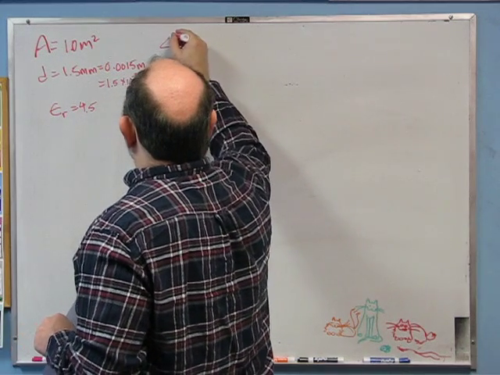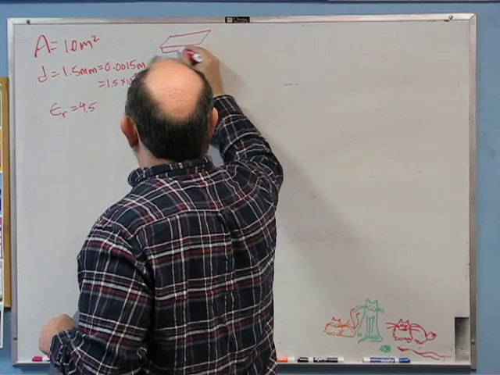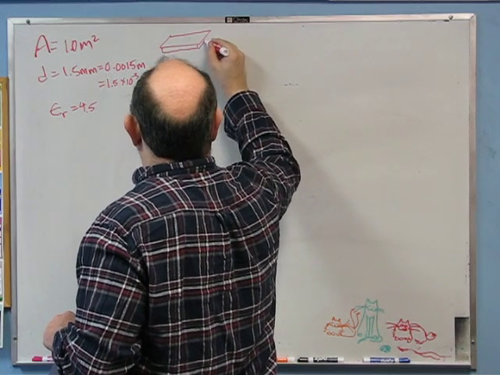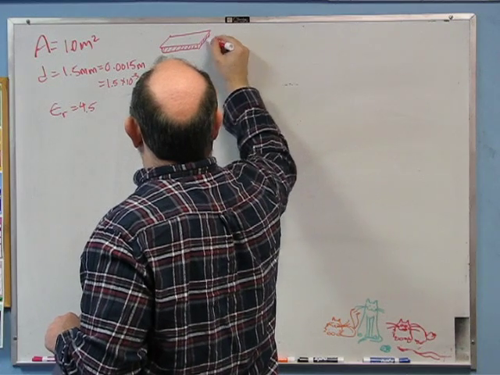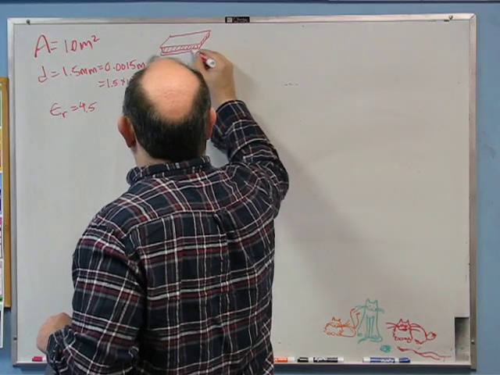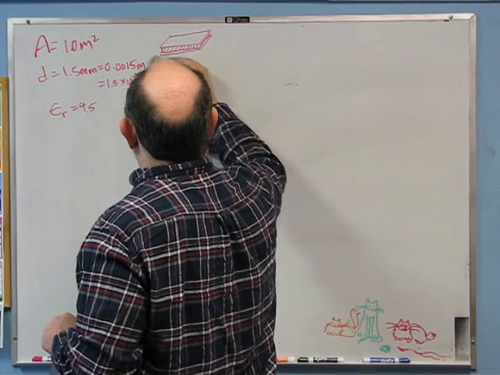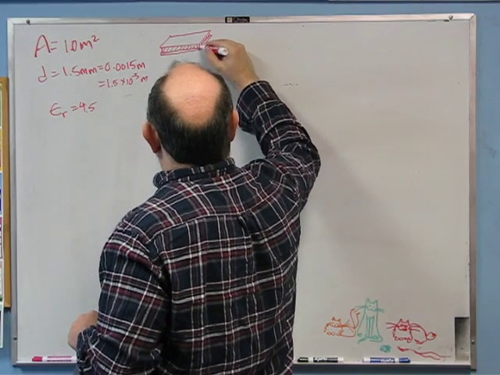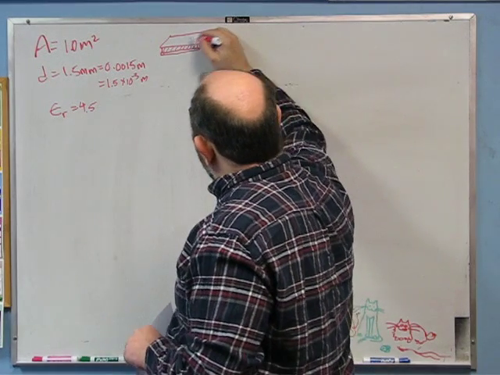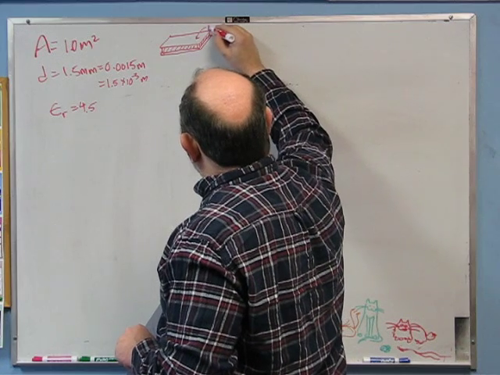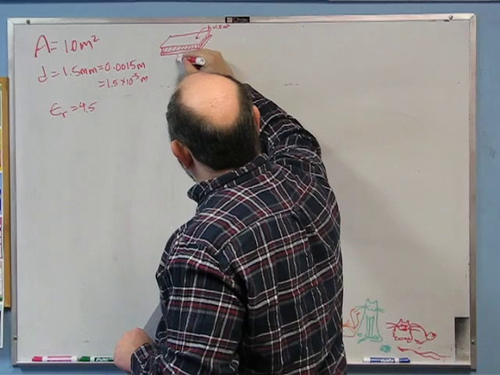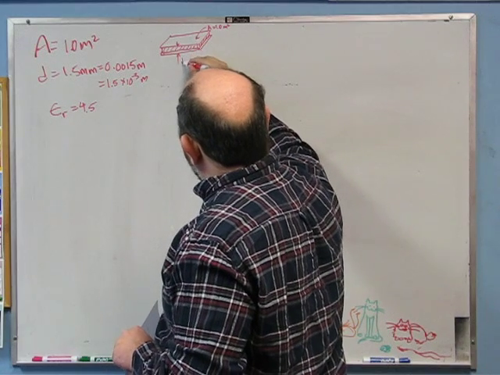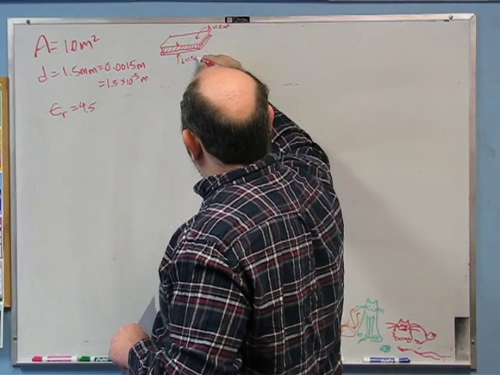Right, so the sandwich picture we have here is that there's a capacitor filled with a dielectric. So this is like an ice cream sandwich, right? There's the top cookie, there's the bottom cookie, and then there's the ice cream in between. So the surface area of this is 1 square meter, so it might be like a 1 meter by 1 meter plate. This distance, so I've clearly not drawn this to scale, is 1.5 millimeters.